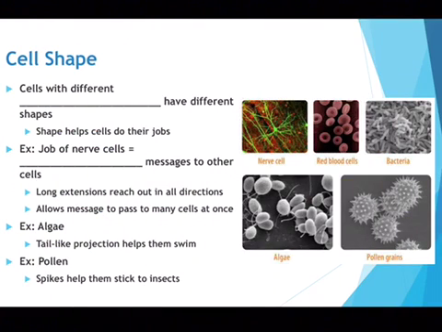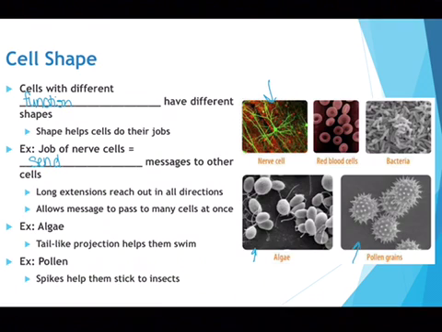So cell shape will match the function of the cell. So the shape will help the cell do its job. For example, here if you look at the nerve cells, you'll notice that they've got spindly fingers on them, and their job is to send messages to other parts of the body. Those long fingery extensions help them reach out in all directions and allow the messages to pass to many cells at one time. Algae have tail-like projections, and this helps them swim.